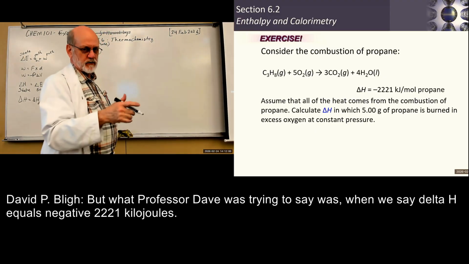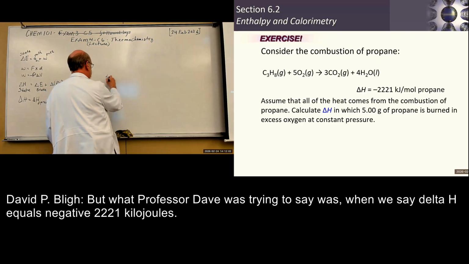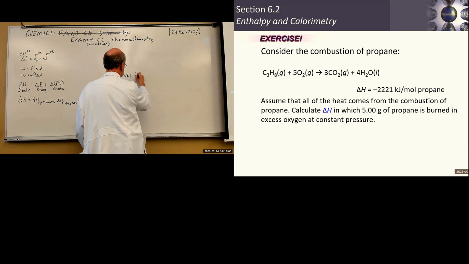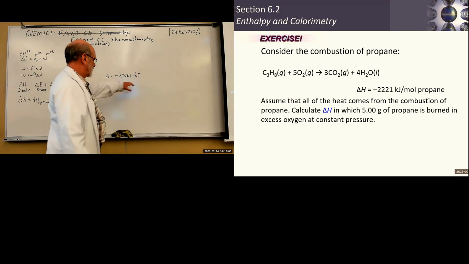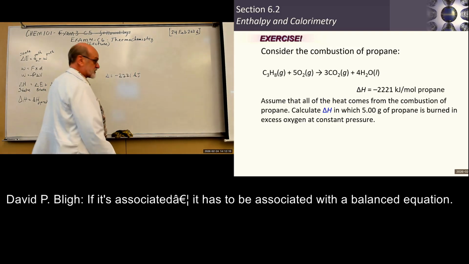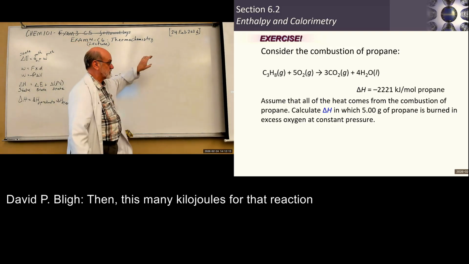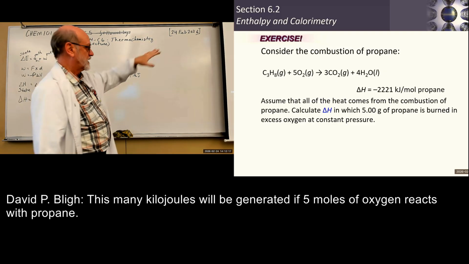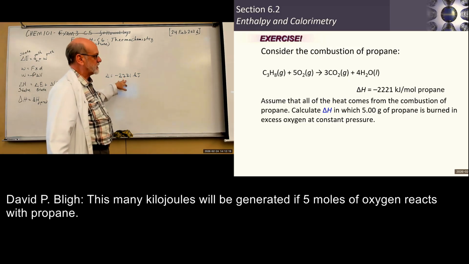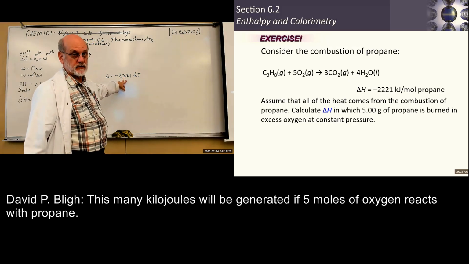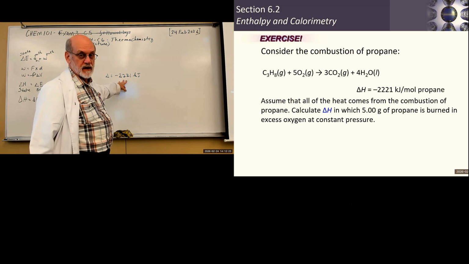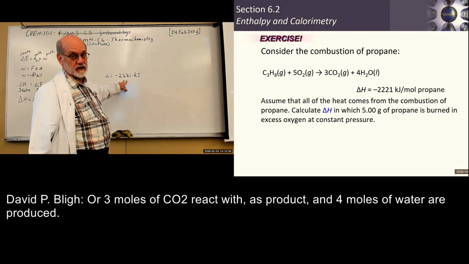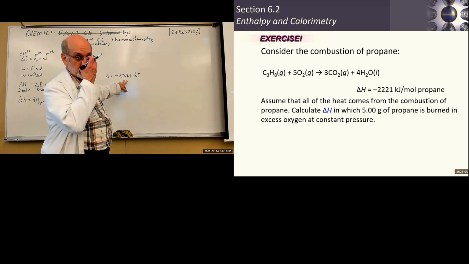But what Professor Dave was trying to say was when we say delta H equals negative 2221 kilojoules, it has to be associated with a balanced equation. Then this many kilojoules will be generated for that reaction if 5 moles of oxygen react with propane, or if 3 moles of CO2 and 4 moles of water are produced.